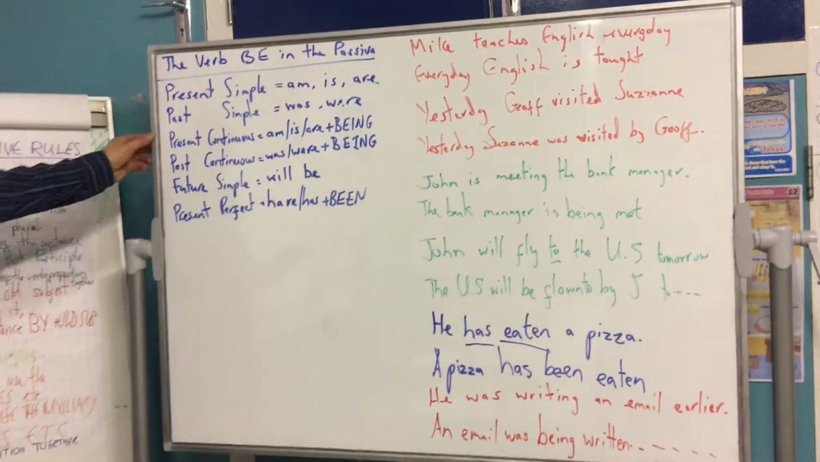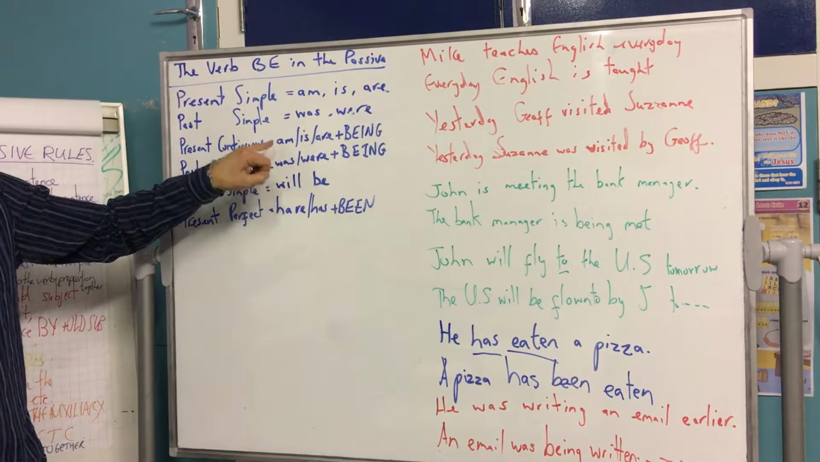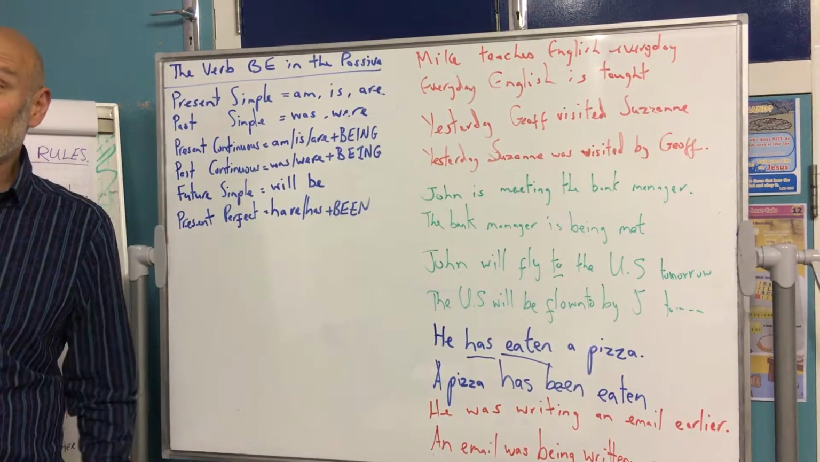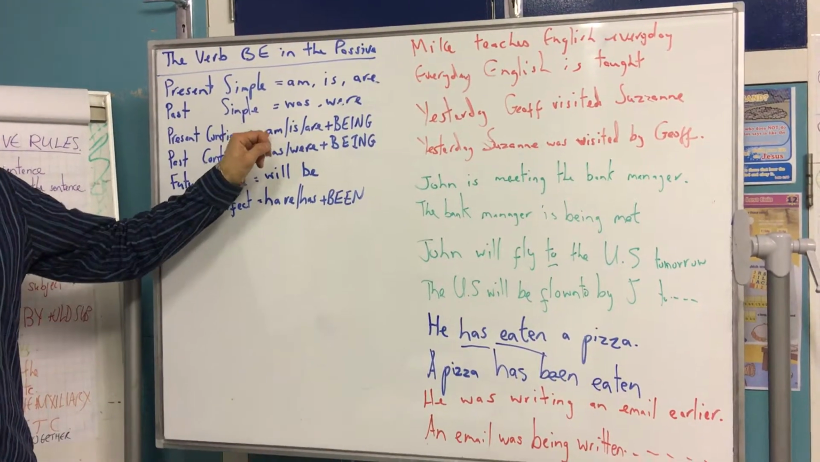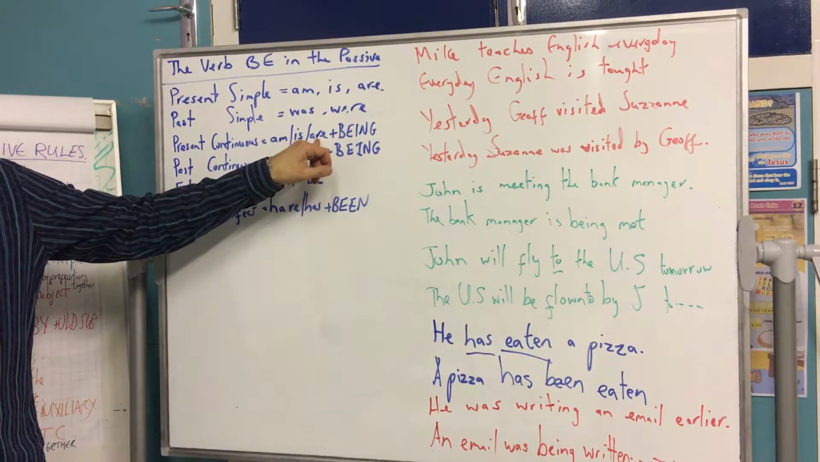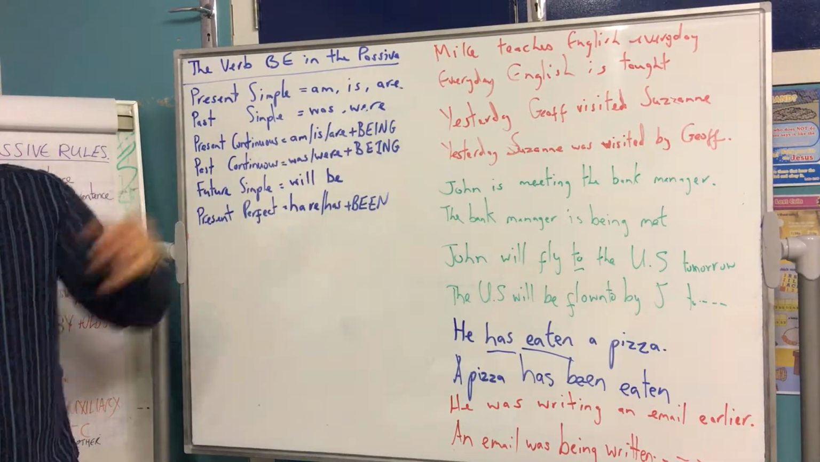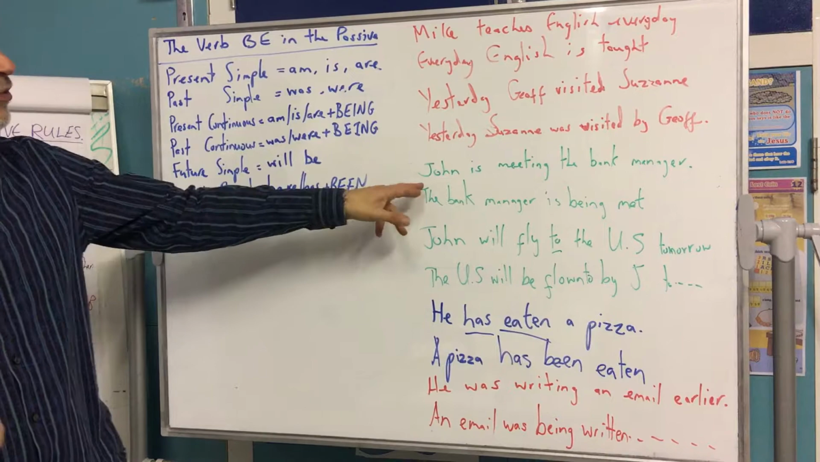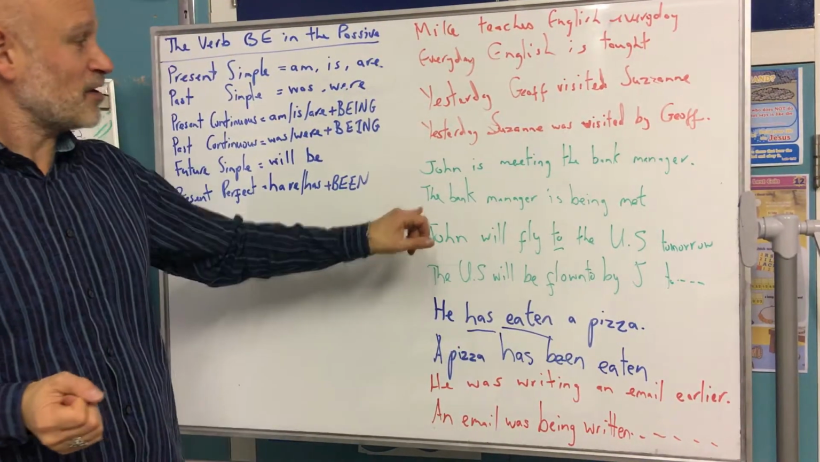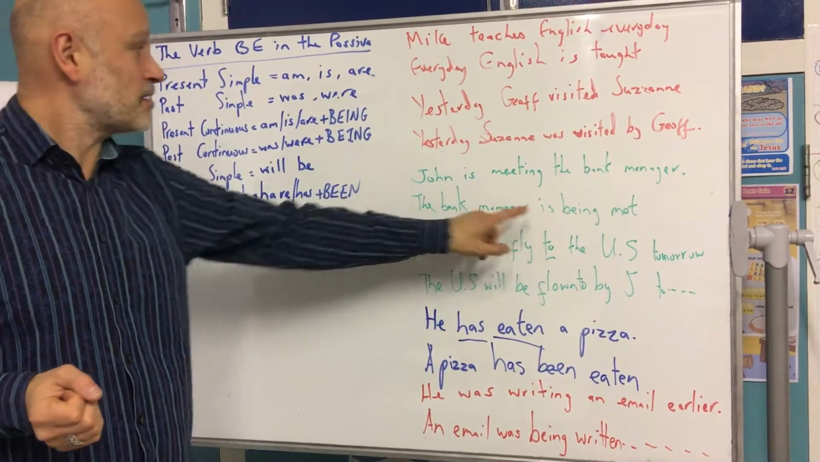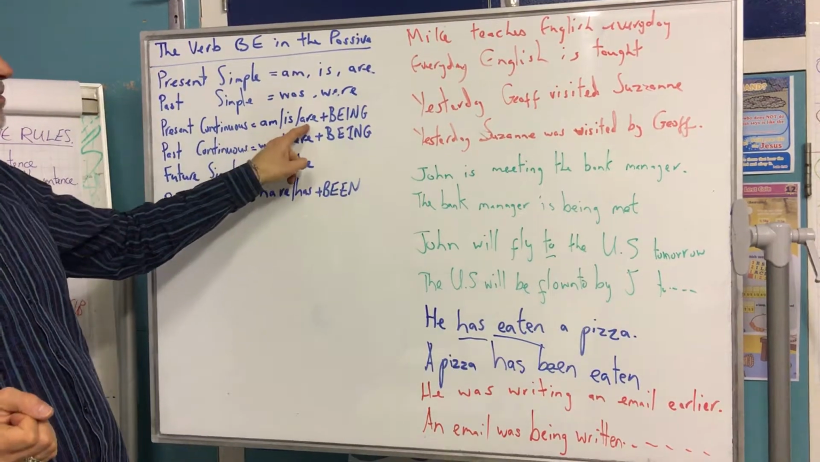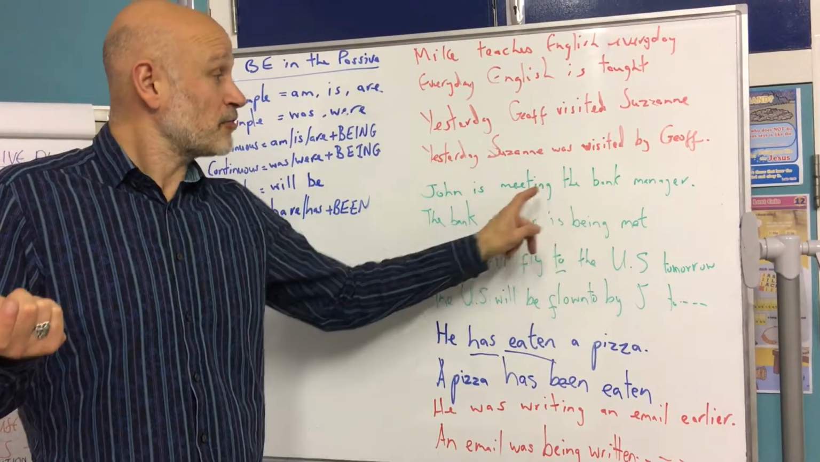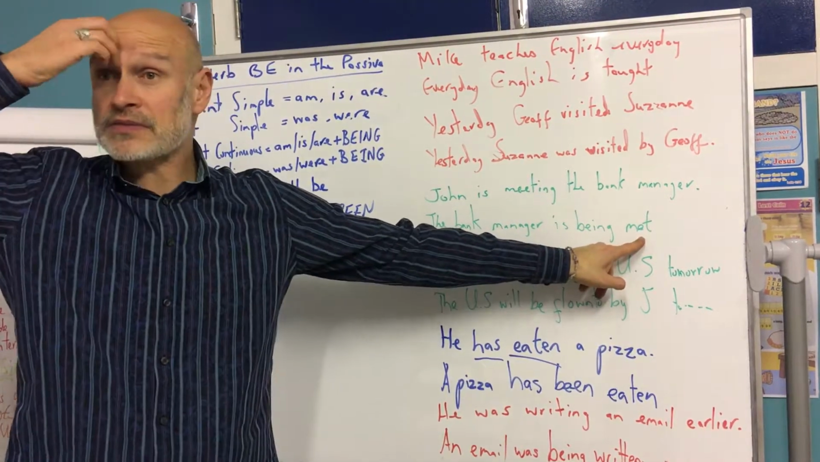If it's present continuous, you use am, is, or are plus being. So we actually use the verb to be twice. One of them is the auxiliary verb, and then the other one is the additional verb to be. Here's an example. John is meeting the bank manager. The bank manager is being, which we always need to use, and then the main verb as the past participle.